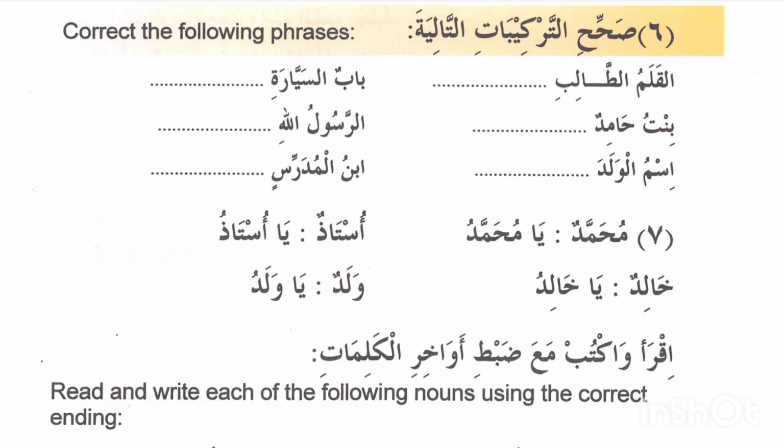Sahih at-tarkibat at-taliyah. Correct the following phrases. Qalamut talibi. The student's pen. Babus sayyarati. The car door. Bintu Hamidin. Hamid's daughter. Rasulullah. The prophet of Allah. Ismul waladi. The boy's name. Ibnul Mudarrisi, the teacher's son.